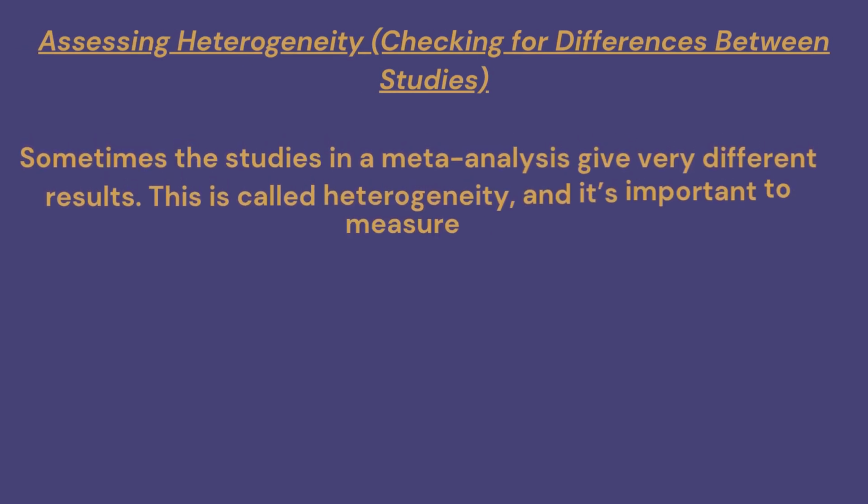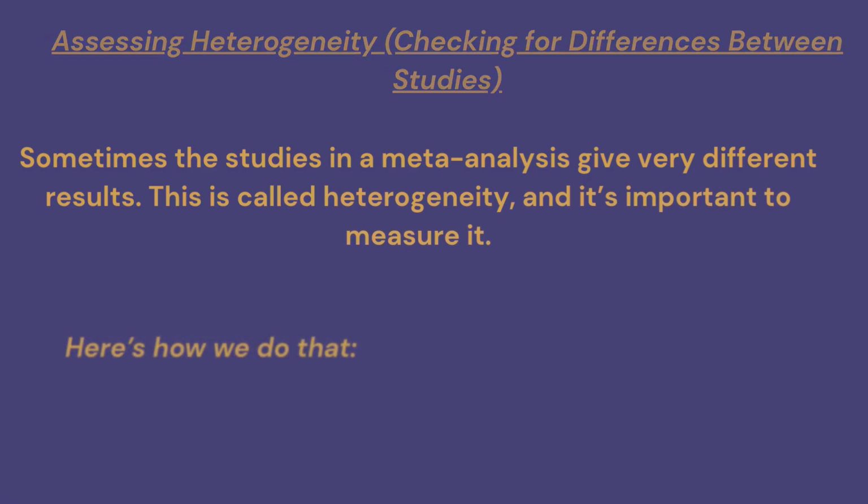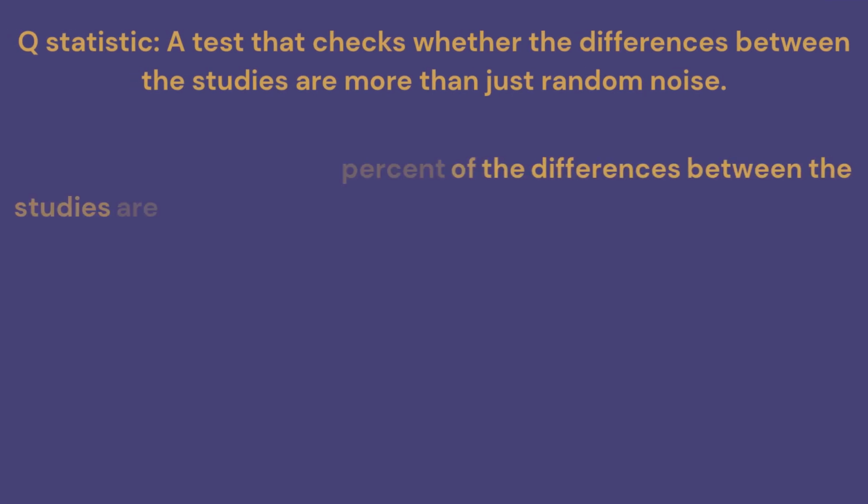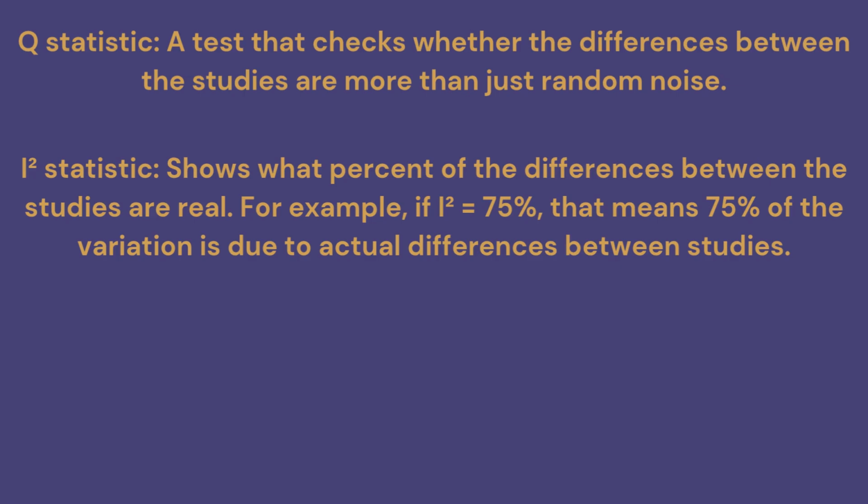Assessing heterogeneity, checking for differences between studies. Sometimes the studies in a meta-analysis give very different results. This is called heterogeneity, and it's important to measure it. Here's how we do that. Q statistic, a test that checks whether the differences between the studies are more than just random noise. I squared statistic, shows what percentage of the differences between the studies are real.